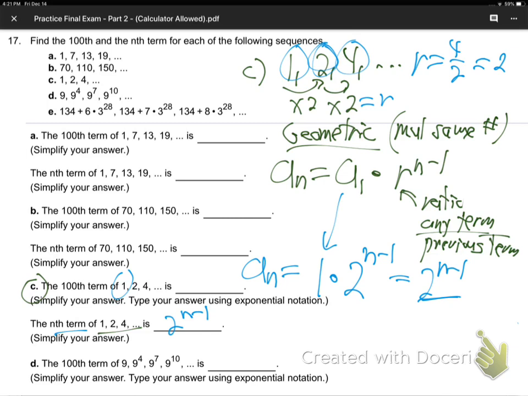Now, how do you find the 100th term? For the 100th term, we just put in 100 for n. 2 to the 100 minus 1, 2 to the 99. We're not going to figure that out in our calculator. It's just gigantic. We'll just leave it 2 to the 99.